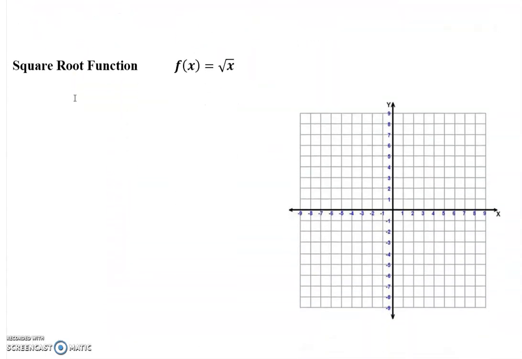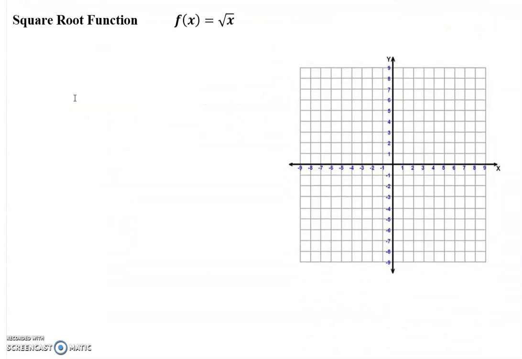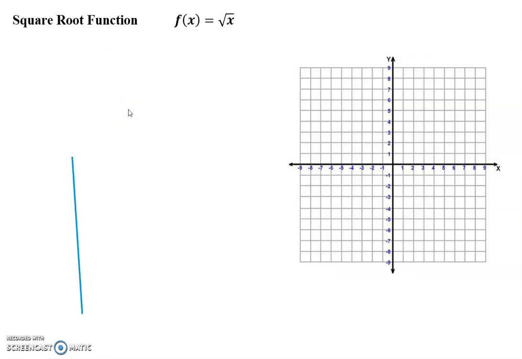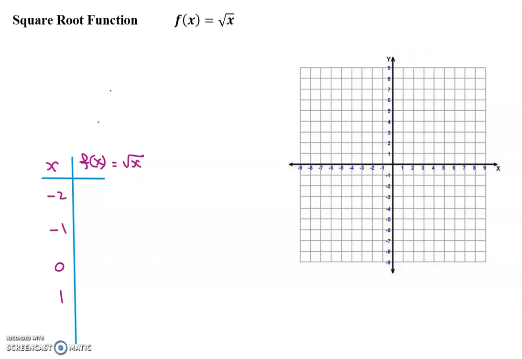Next, the square root function. Now for the square root function, let's try to draw a table here. So I'm going to call x and f(x), which is square root of x. Now if I take -2, -1, 0, 1, 2. First of all, a square root of -2, there's no value. Square root of -1, impossible. Square root of 0 is 0.